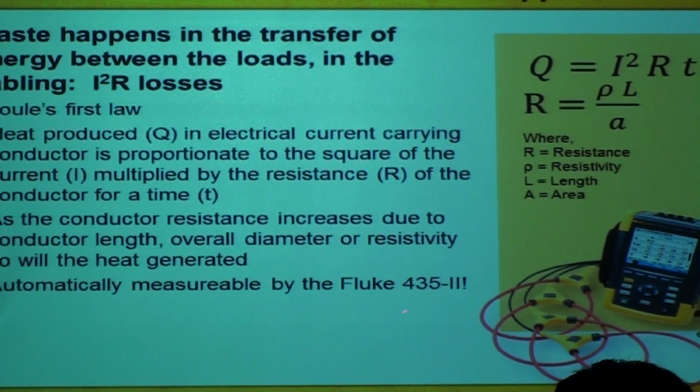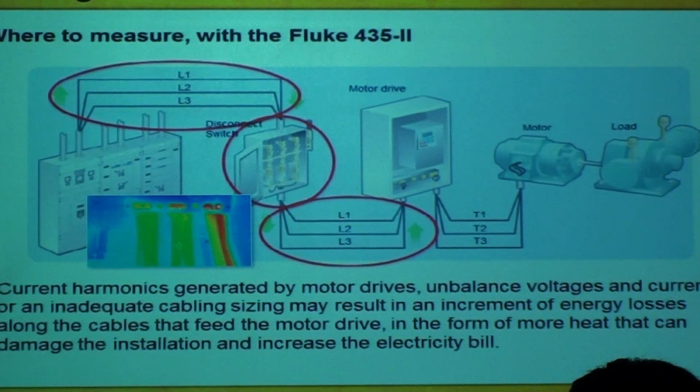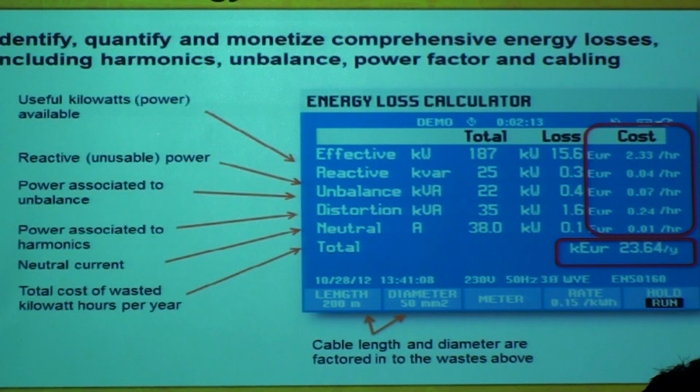What's nice with our new 435 Series 2 power quality meter is that this meter can automatically measure that loss. We can measure cable loss, and that's with our energy loss calculator. So where to measure with the Fluke 435-2? Again, on the input side, you want to measure on the input side. And what we have is this patented energy loss calculator.